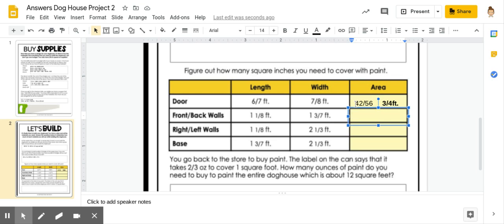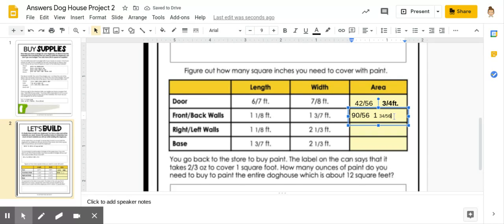9 times 10 is 90. 8 times 7 is 56. I then need to figure out how many times 56 goes into 90. It goes in one whole time with 34 left over. So 34 over 56. Wow, that is very hard to tell what's going on there. Let's make this a little bit smaller, shall we? So it looks a little bit more like a fraction. Okay, 1 and 34 over 56.